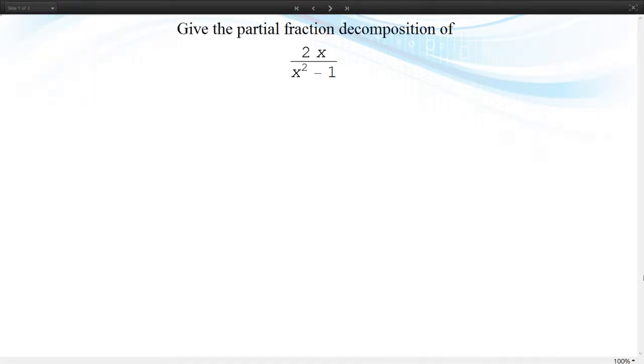So, our first problem is going to be problem 1. Give the partial fraction decomposition of 2x divided by x squared minus 1. The way to do this, well, first we have to factor the denominator of this expression.